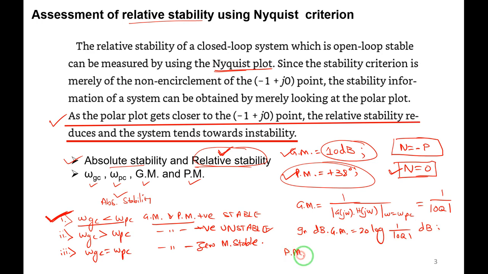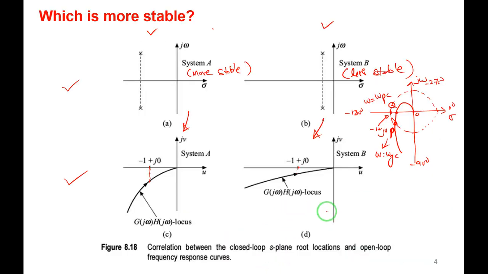Next, similarly, we know the phase margin formula. Let me just recall: it is 180 degree plus the angle of G of j omega and H of j omega at omega equal to omega GC. We make use of the gain crossover frequency, right? So this is the formula. You have to remember this formula and this one. Based on the gain margin and phase margin formulas, we can solve these problems, right?